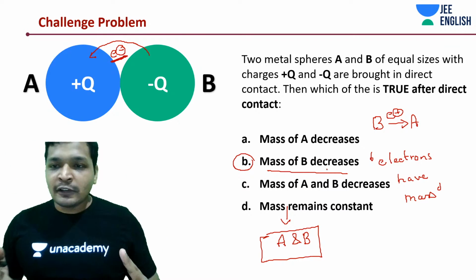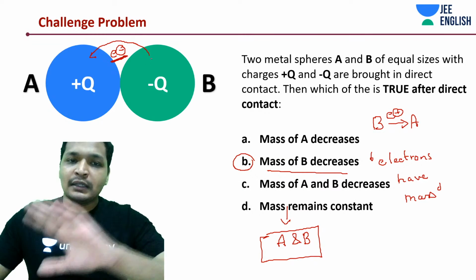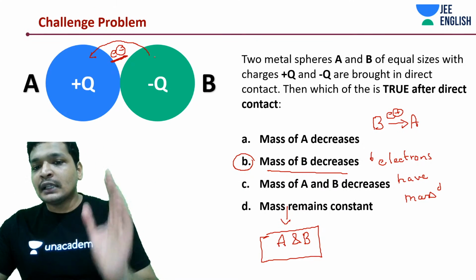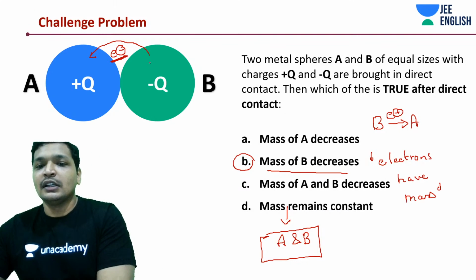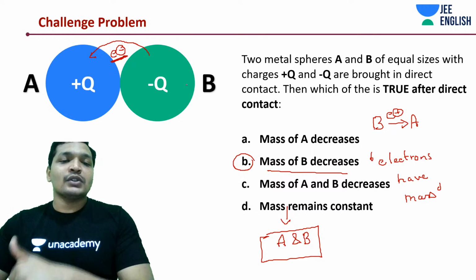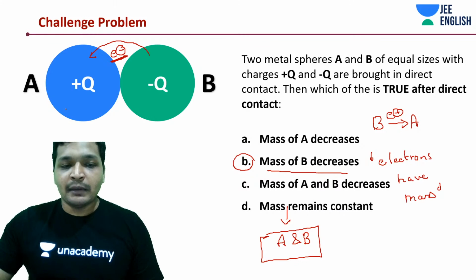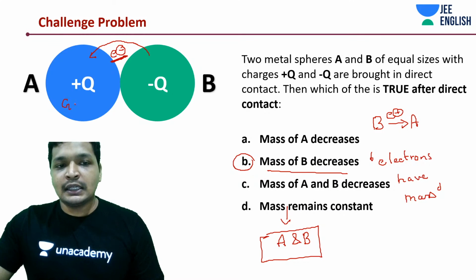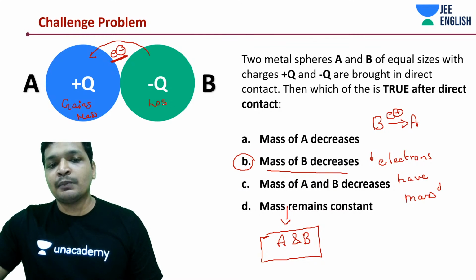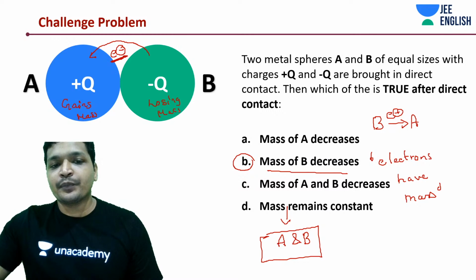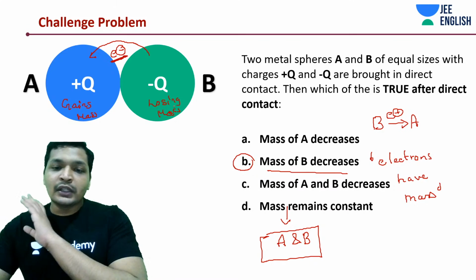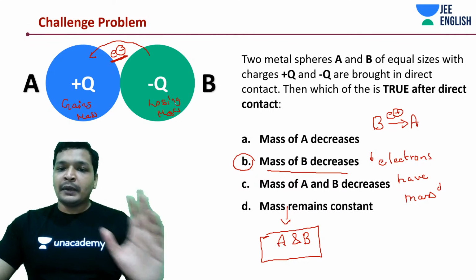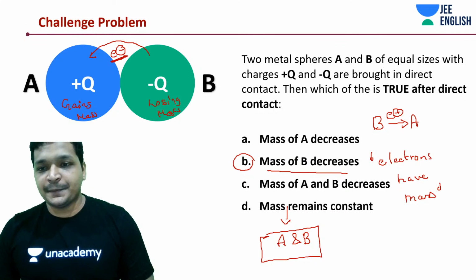Electrons have mass. Once you bring them in contact, it is clear that electrons flow from B to A. And in that case, what is happening? B is losing the electrons, A is gaining the electrons. So B's mass would reduce, whereas A's mass would become more. A gains not only electrons but also mass, and B is losing both electrons and mass. Really simple, guys. Yes, it is true, like what one of the students has said: the mass of the overall system would remain constant, as does the charge.